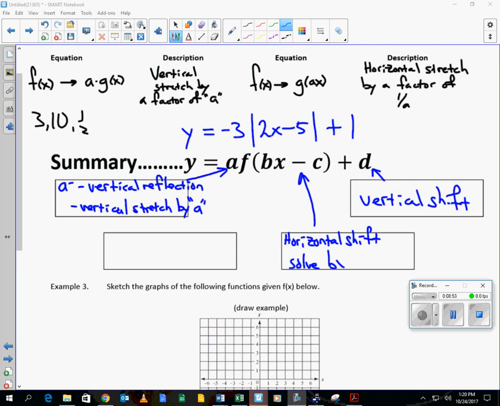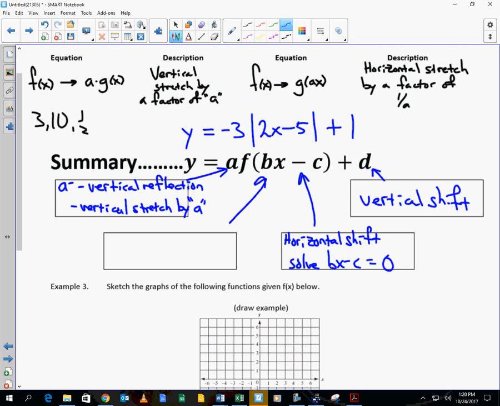Solve bx minus c equals 0. And when you solve that, that will tell you your horizontal shift. Okay? So that's how C and B really impact. But B also has another impact, and that's what we talked about right here. Maybe I should have used a B here instead of an A to try to tie it together.